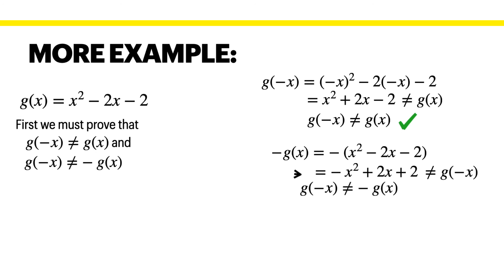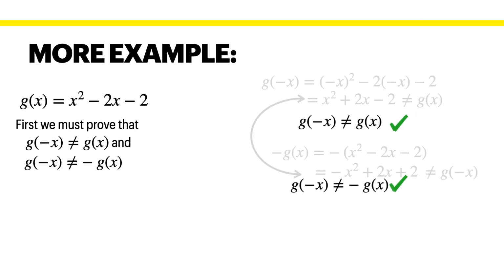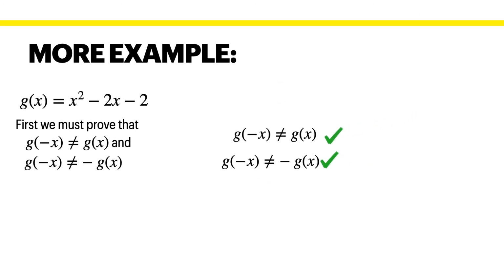Just from looking at it, if you compare it with that one, we can say that g of negative x is not equal to negative of g of x. If that's the case, then what can we conclude from this? Since these two conditions are met, we can totally say that g of x is neither odd nor even. So that's how we do it.